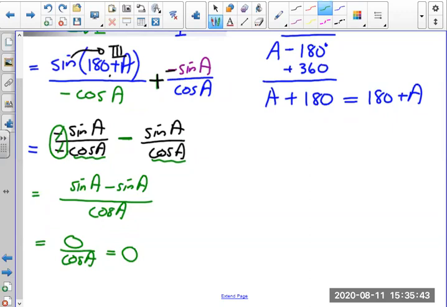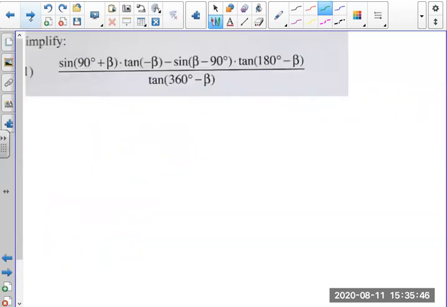Okay, now what you see there is all of a sudden there's a 90 and a 90. You can first copy sine of 90 plus beta times tan of minus beta minus sine of beta minus 90 degrees times tan 180 minus beta over tan 360 minus beta. Okay, let's ask our three questions now.